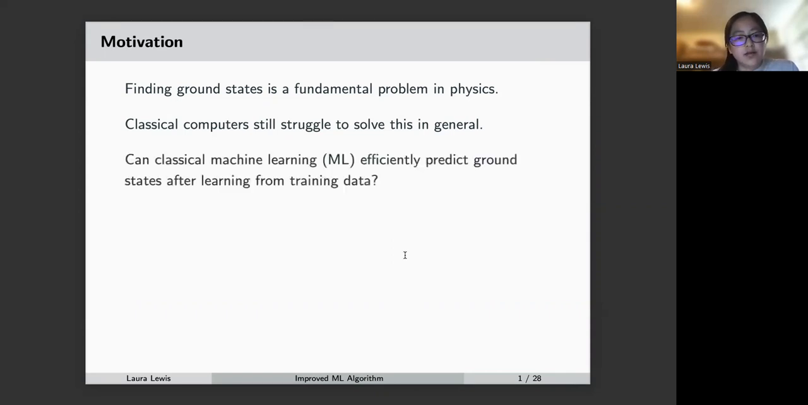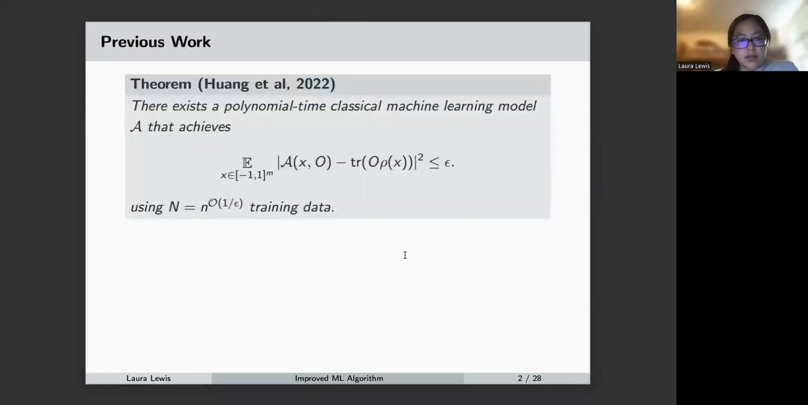So this leads to then the question of, can classical machine learning efficiently predict ground states after learning from some amount of training data? So does this training data, which functions as like a set of examples given to the algorithm, does that somehow make the problem easier in a way? And last year, Robert, along with collaborators, showed that this is true. So indeed, there does exist a polynomial time classical machine learning algorithm that can achieve this average prediction error of less than epsilon using a polynomial amount of training data for a fixed average prediction error epsilon. So in particular, the training data here scales as n, where n is the system size, so n to the order 1 over epsilon.